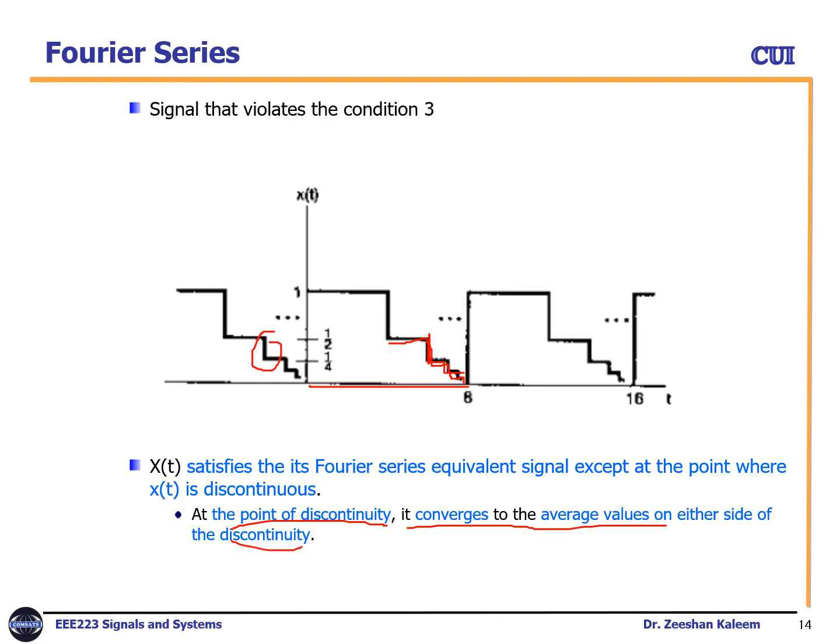So these were some conditions which must be remembered to find the Fourier series. If these conditions are not satisfied, it means that the Fourier series is not possible.